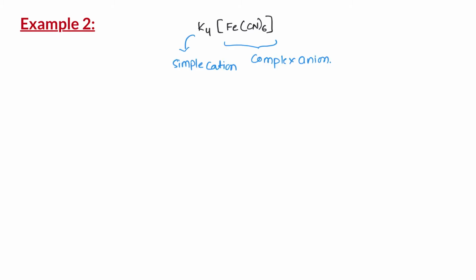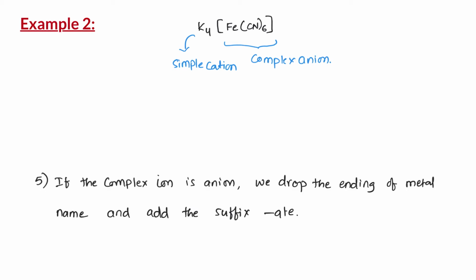Let us do another example. K4 followed by square bracket, Fe(CN)6, end of the square bracket. In this example, we have a simple cation and a complex anion. If the complex ion is an anion, we drop the ending of the metal name and add the suffix -ate. Let us see what it means.